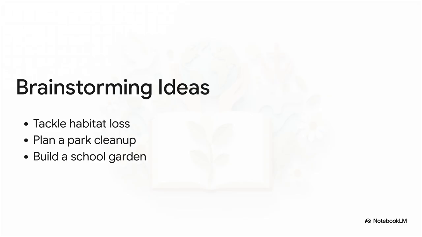To kickstart those first 2 steps, let's do a little brainstorming. For local problems to tackle, you might look into habitat loss, water pollution, or maybe the decline of a specific native species in your area. As for solutions, your group could organize a park cleanup, design some cool educational posters to spread the word, or even build a sustainable school garden. These are all fantastic, tangible starting points to get the wheels turning.